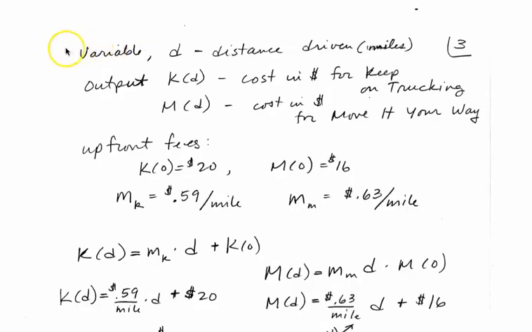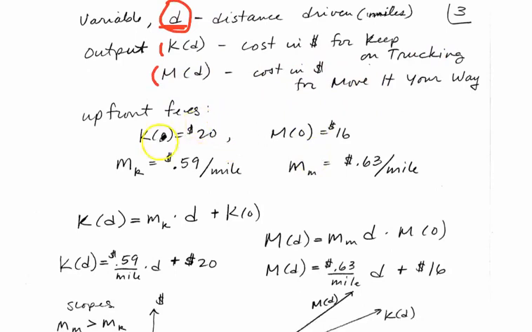So thinking about variables, the variable input and the output. Input is D, that's what drives this thing, right? The distance is what the input is. Then I'm going to call the outputs K and M, where K is the cost for Keep On Trucking. M is the cost for Move It Your Way. So those are the two outputs. Both are dependent upon how many miles.